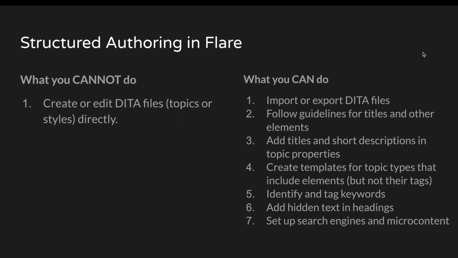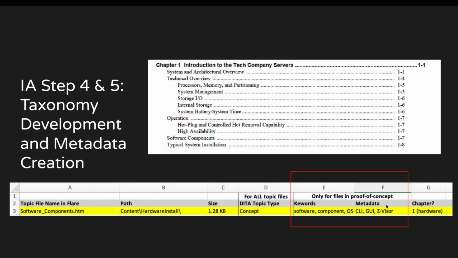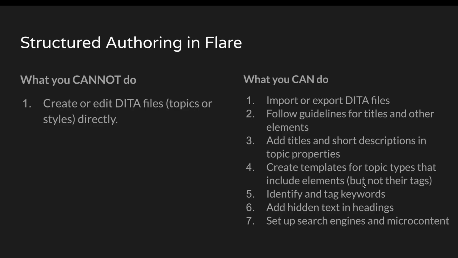Okay, so just wanted to walk you through that. Last thing I wanted to walk you through before we end this lecture is I've added 3 new capabilities of what Flare can do. So we can identify and tag keywords. That's as simple as literally highlighting a word, right-clicking, and tagging it as a keyword. We can add hidden text and headings. That's somewhere where we might include our metadata, for example. We might include references to ZVisor, for example, in the heading as hidden text.